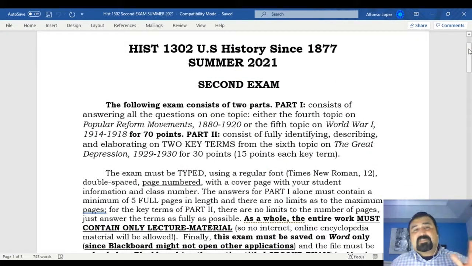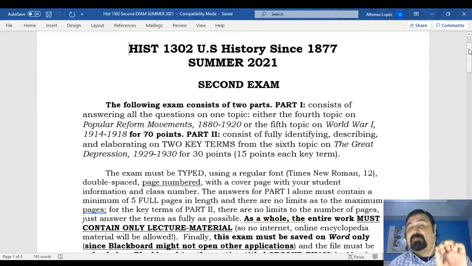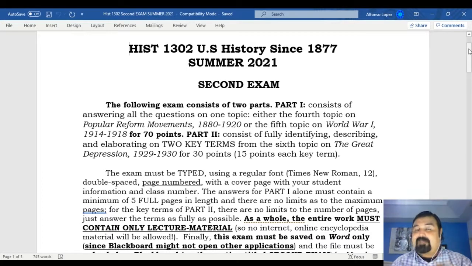Okay, so once again, to sum it up, this is a similar exercise. You work on this assignment as you go day by day, have it ready by June the 21st. So you're only required, for sure, everybody's required to watch the Great Depression, because the three key terms of part two come from the Great Depression. But for part one, once again, you're only required to choose one topic, either the fourth or the fifth, and answer all of the questions on that topic.